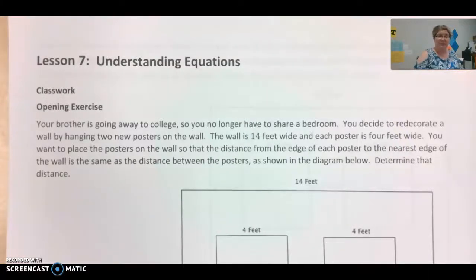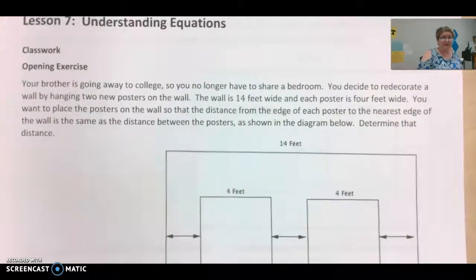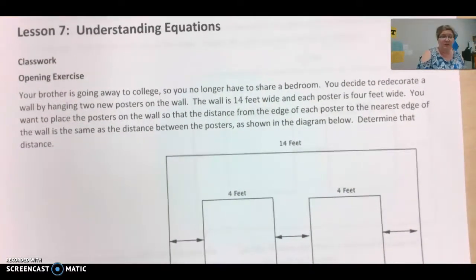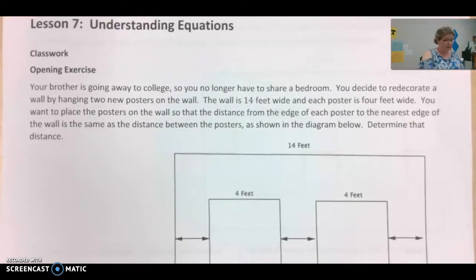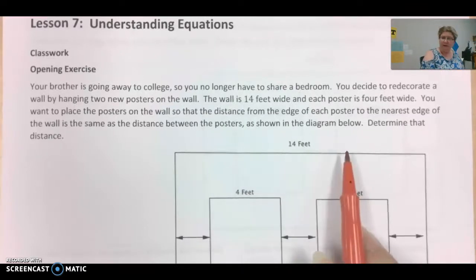Today we're going to be working on Lesson 7, Understanding Equations. So we're starting with a word problem. Your brother is going away to college, so you no longer have to share a bedroom. That's a good thing. You decide to redecorate a wall by hanging 2 new posters. The wall is 14 feet wide, and each poster is 4 feet wide.